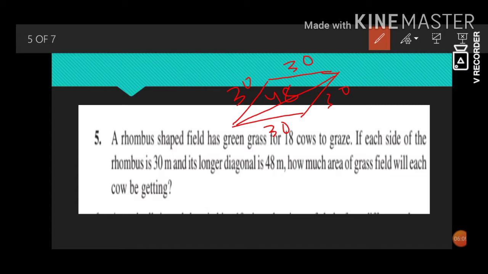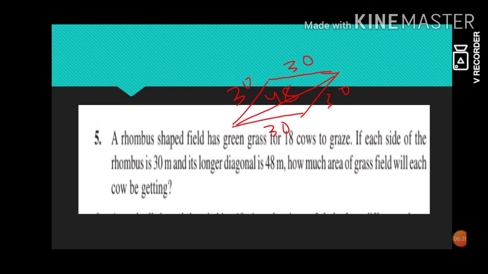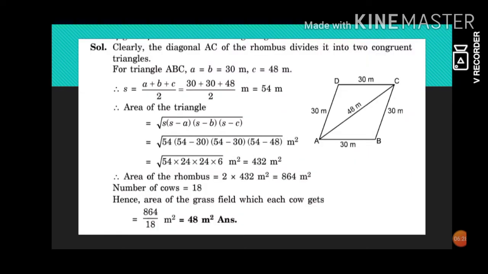After that, it is said in the question that in this rhombus field, 18 cows graze. So we will divide the area we found by 18 to find how much area one cow will graze. So let us see how this question is being solved.